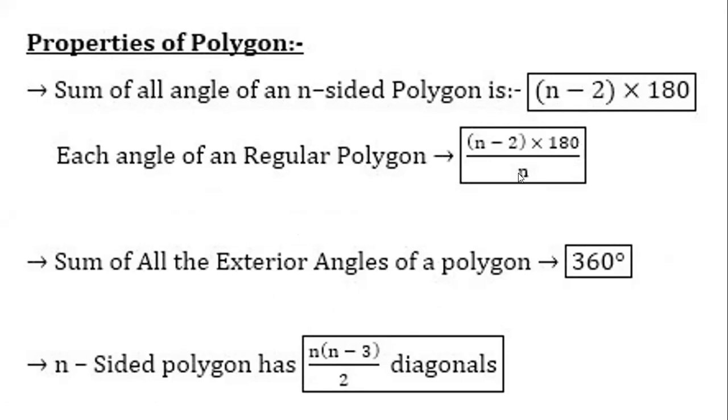N here is the number of sides or number of angles. Like if I have a pentagon, I just put 5 here, okay? The sum of all exterior angles of a polygon is 360. An n-sided polygon has a number of diagonals, so we can find the number of diagonals by this formula: n times n minus 3 over 2. Okay, please write all of these formulas and you have to memorize them well because it's important.